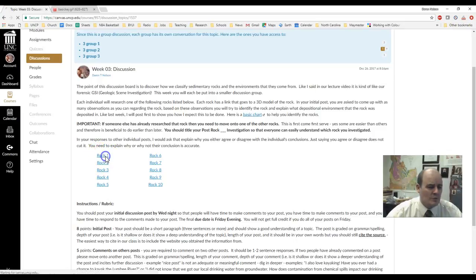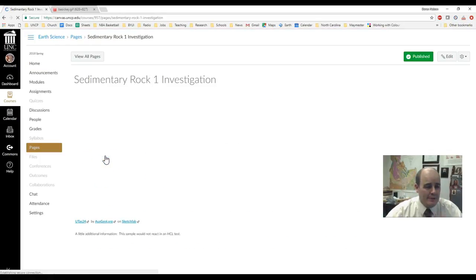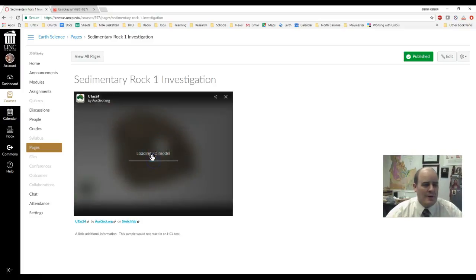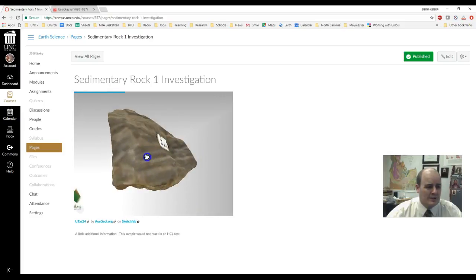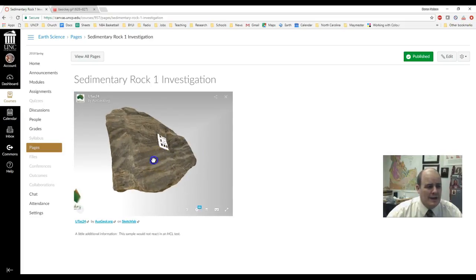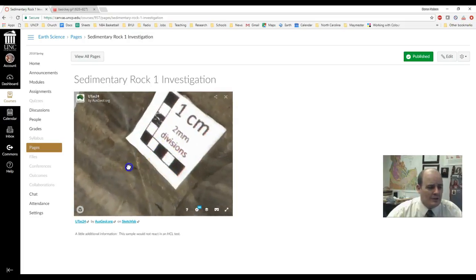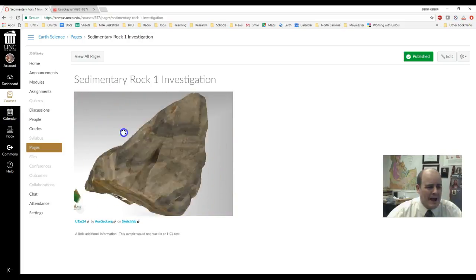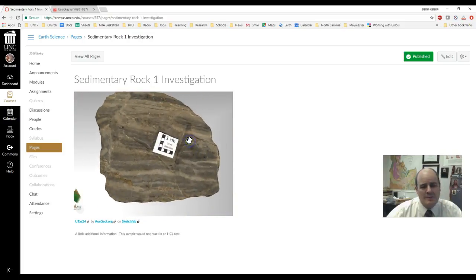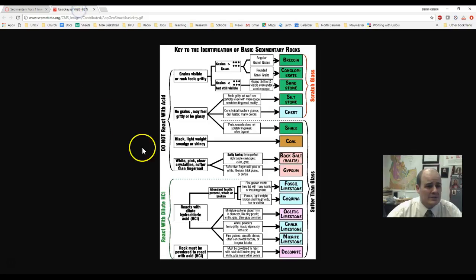For example, let's do one. This is rock 1. It will take you to a site where you can learn about a specific rock, and you'll make some observations based off of that rock that you see here. It's going to take a bit to load, but you'll look at that rock and at the observations you have, look at the mineral structure of it and the patterns that you see, and try to estimate what kind of rock it is based off of a chart that I give you. This is the chart that will help you through the process of determining what kind of rock it is.